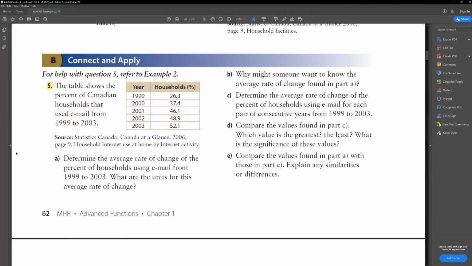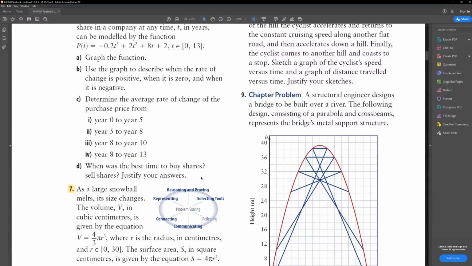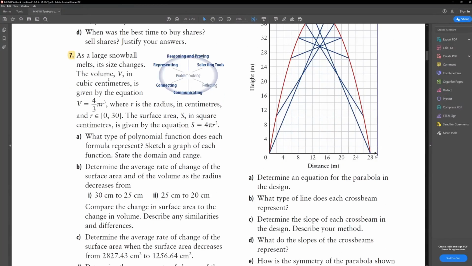Now let's move on to question 7. We have, as a large snowball melts, its size changes. This volume, V, in cubic centimeters is given by the equation V is equal to 4/3 pi r cubed, where r is the radius in centimeters and r is an element of the interval from 0 to 30. The surface area S in square centimeters is given by the equation S is equal to 4 pi r squared.